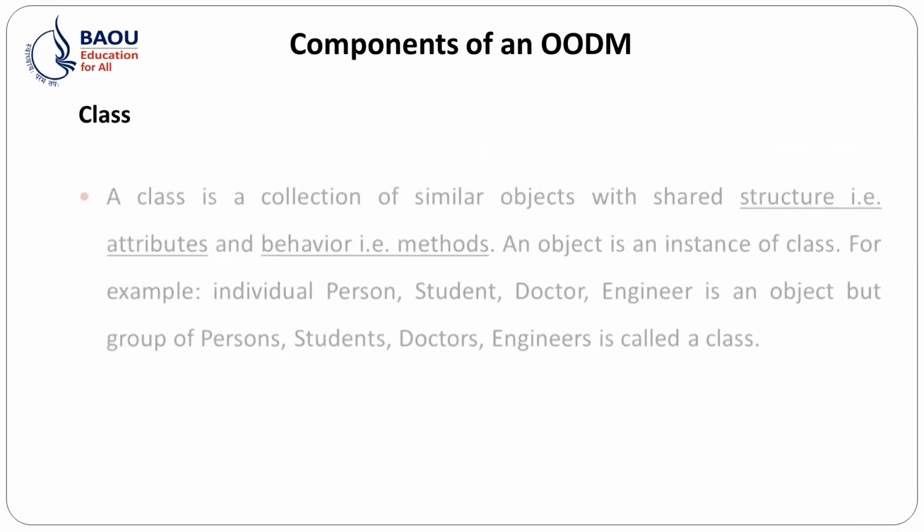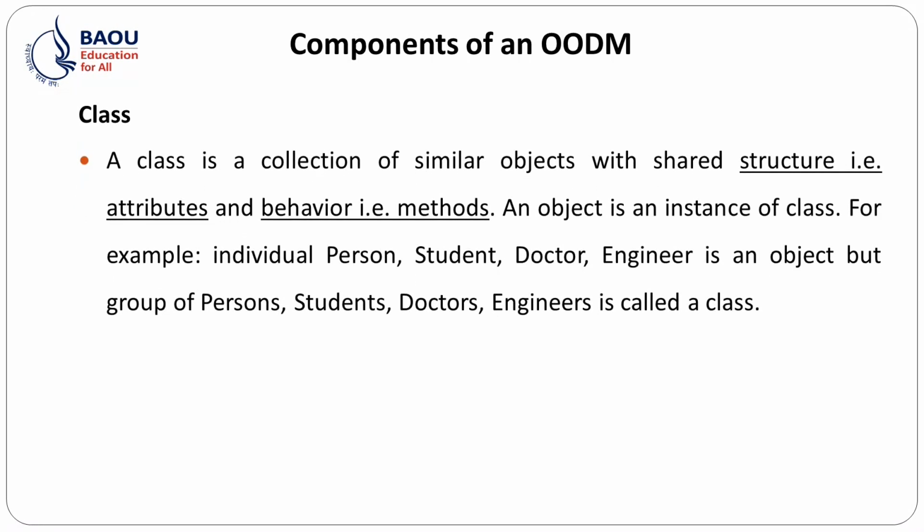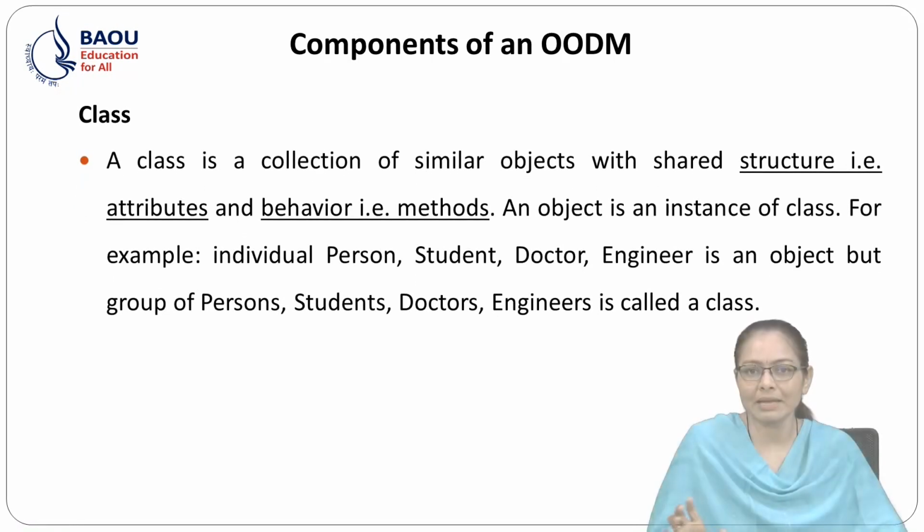Now the next component is a class. A class is a collection of similar types of objects which share the structure, that is attributes, and behavior, that is methods. The object is an instance of the class. For example, an individual person, student, doctor, engineer is called an object, but the group of persons, students and doctors is called the class. Group means class and individual is called the object.